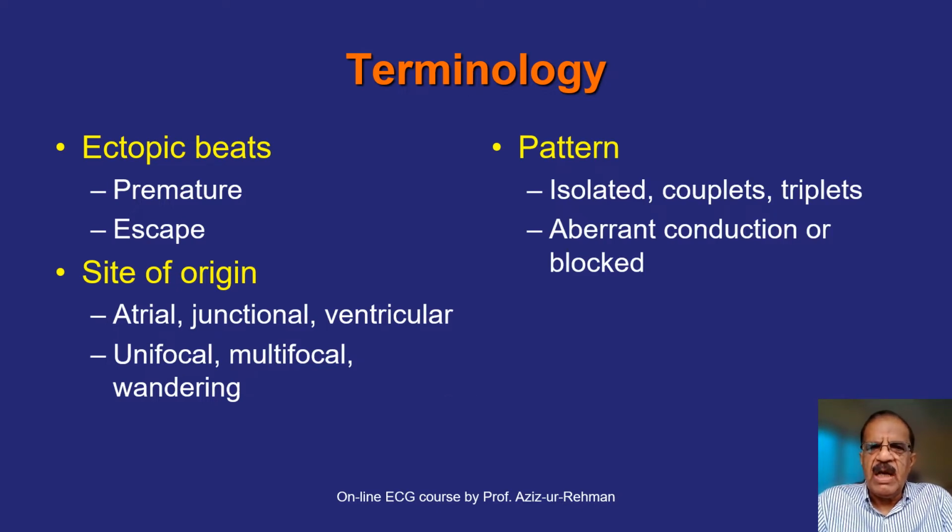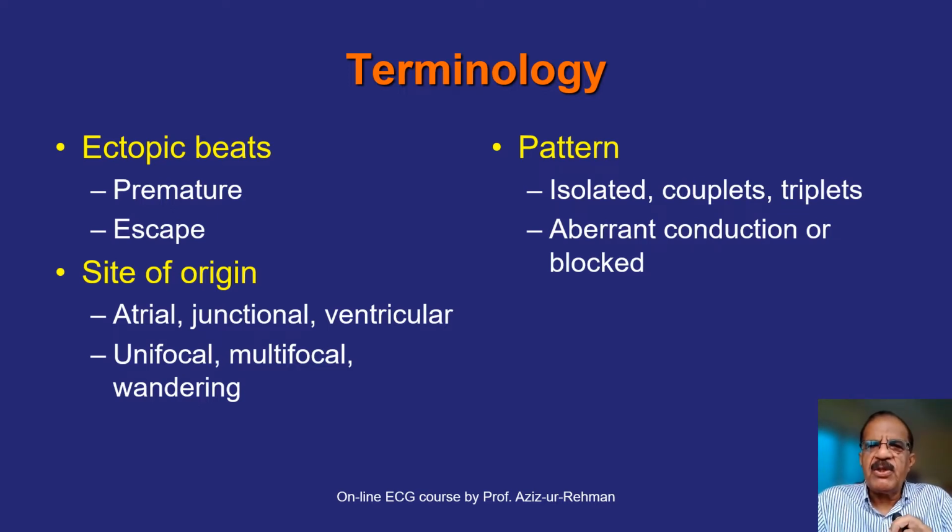Then pattern, isolated means just one off. Couplets mean two ectopic beats coming together. Triplets mean three ectopic beats coming together. Now, if there are more than three, then we call it tachycardia. So 1, 2, 3 may be classified as beats, but if you have more than three consecutive beats, then technically it is tachycardia. Ventricular tachycardia or junctional tachycardia or supraventricular tachycardia, depending upon the type of complex.